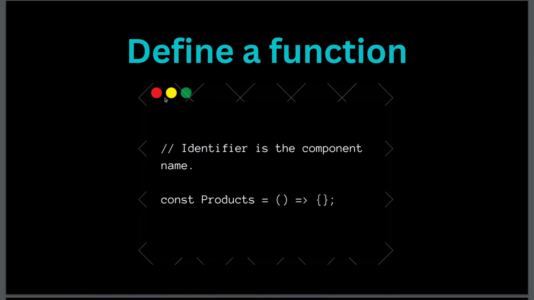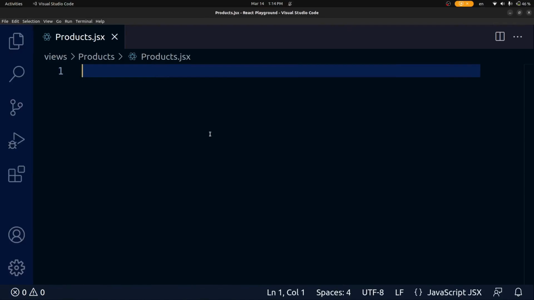Let's go ahead and look at the next one, which is to define a function. And the identifier of that function is going to be the same as the component name. So as you can see here, we are creating a simple arrow function. Nothing is happening inside of it, but it is called products, which is the same name as our component file. So let's go ahead and do this in our products.js file. We're just going to simply say const products, and that's going to be equal to an arrow function. And that's all for now.